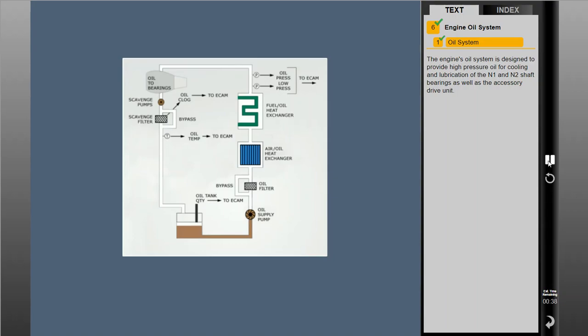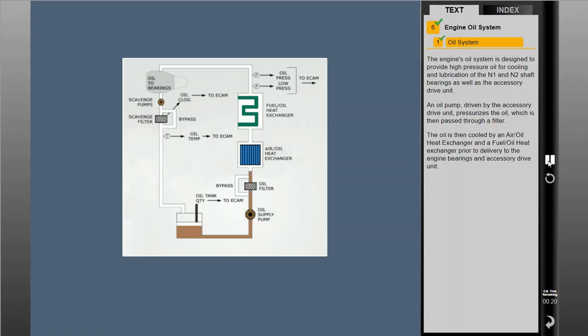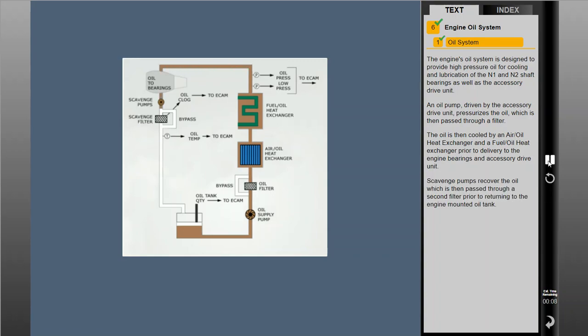The engine's oil system is designed to provide high-pressure oil for cooling and lubrication of the N1 and N2 shaft bearings, as well as the accessory drive unit. An oil pump, driven by the accessory drive unit, pressurizes the oil, which is then passed through a filter. The oil is then cooled by an air-oil heat exchanger and a fuel-oil heat exchanger prior to delivery to the engine bearings and accessory drive unit. Scavenge pumps recover the oil, which is then passed through a second filter prior to returning to the engine-mounted oil tank.